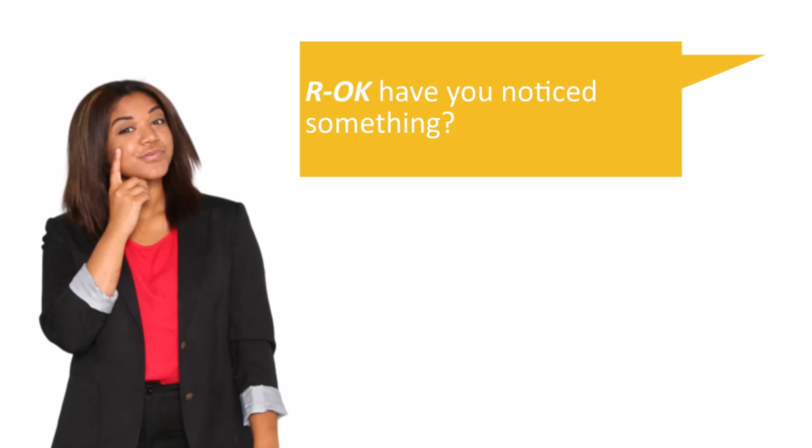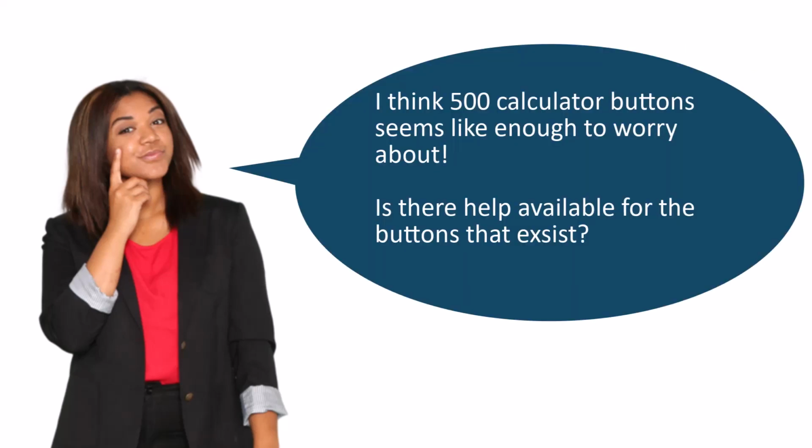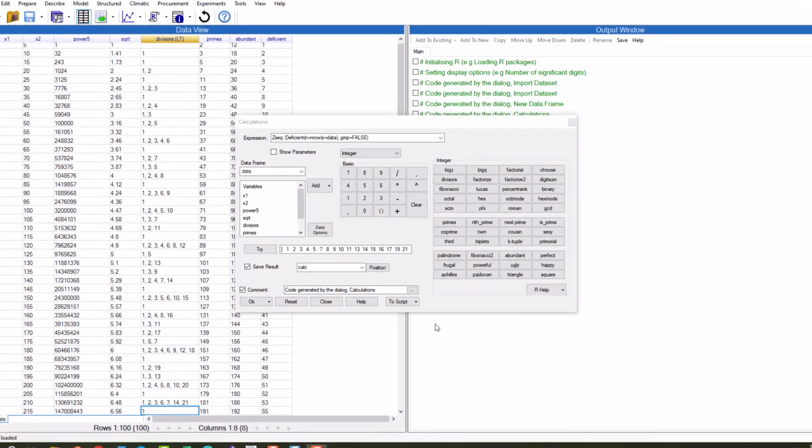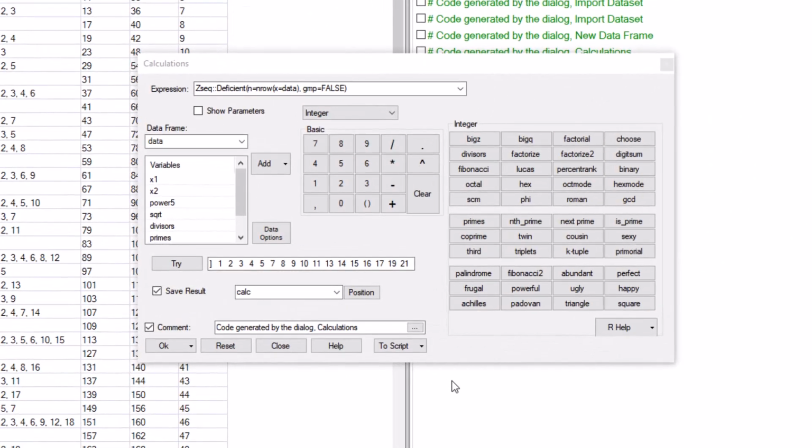Oh, Talia, do you have a question? Well, first of all, I feel like there's plenty of power in the calculator with its 500 keys, without needing keys that aren't even there. Is there help on these too? You're right, there are a lot of buttons in the calculator, but there are also tooltips. So if you're not sure what something does, simply hover over it and it'll give you an explanation.